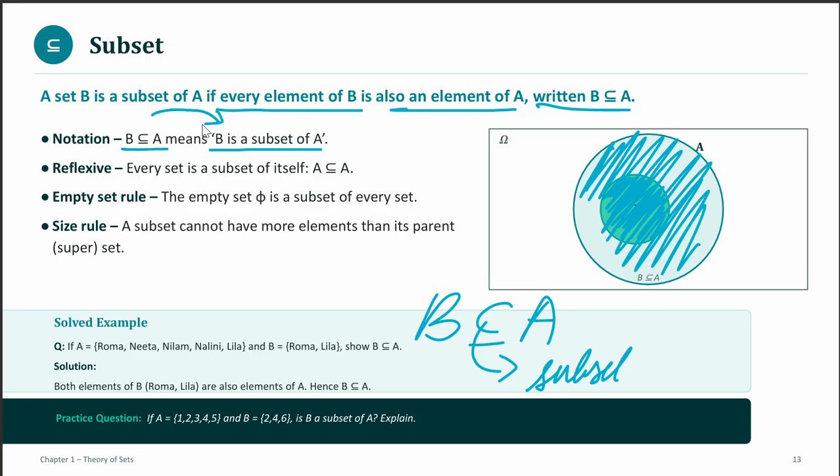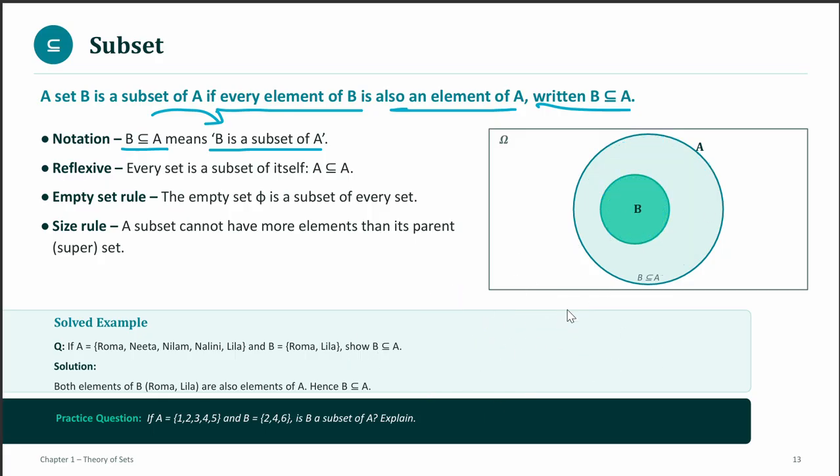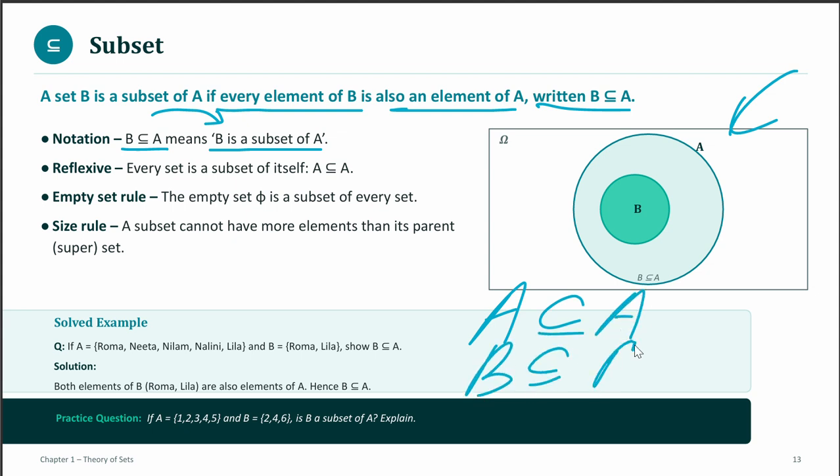Every set is a subset of itself. You have to remember this reflexive rule, that if you look at this Venn diagram, A is a subset of A. Okay, B is a subset of B. So every set is a subset of itself. The empty set is a subset of every set. We have already studied this when we were studying the empty and the void set, right? So phi is a subset of A here and phi is also a subset of B here.